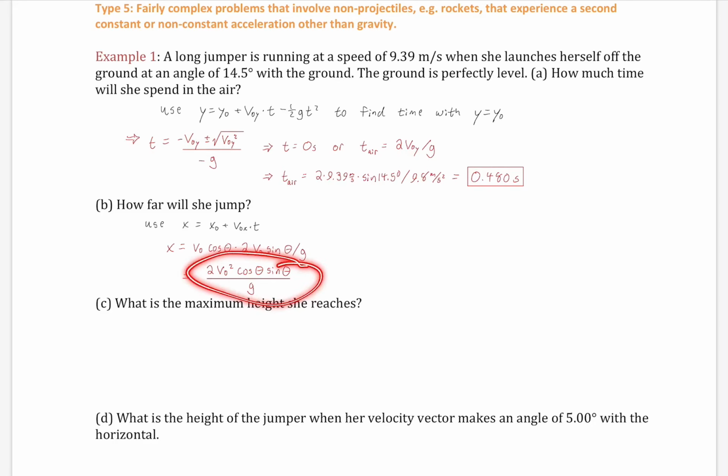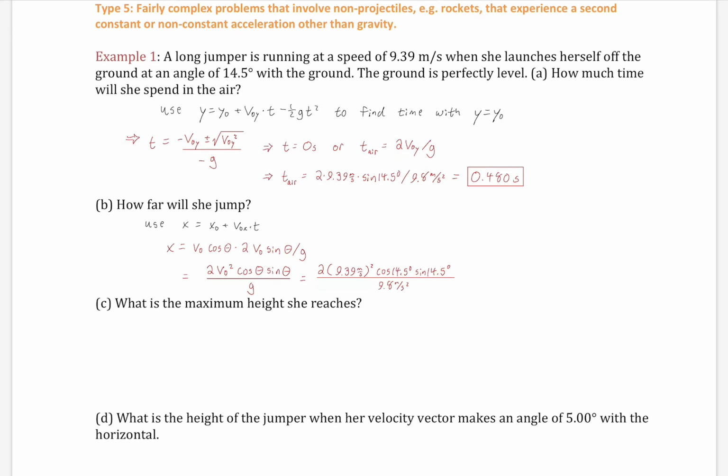But that is the range equation, so-called, and we can see it's dependent on the magnitude of the initial velocity, the initial speed, and then both cosine of theta and sine of theta, right? And this value, x, is maximized when the angle is 45 degrees. So in other words, to maximize this equation, you can find that theta has to be 45, okay? But in this case, of course, it's not 45, it's 14.5.